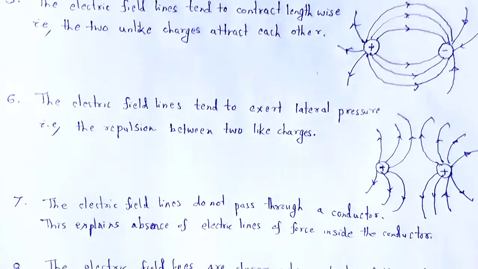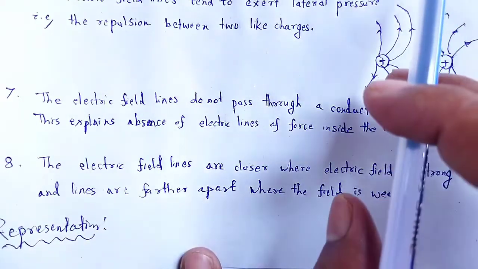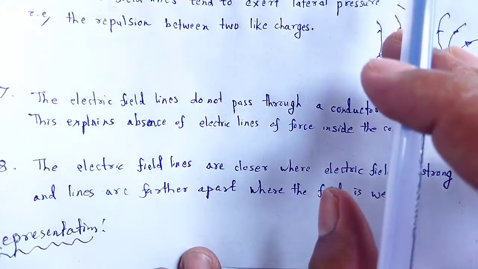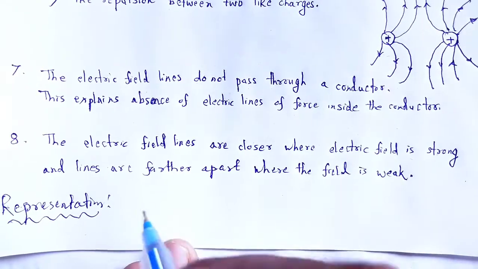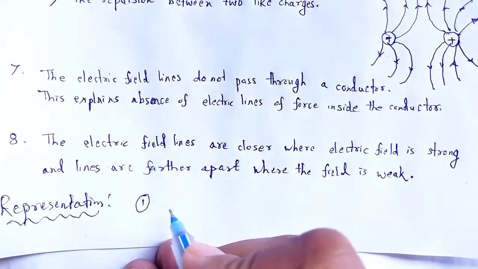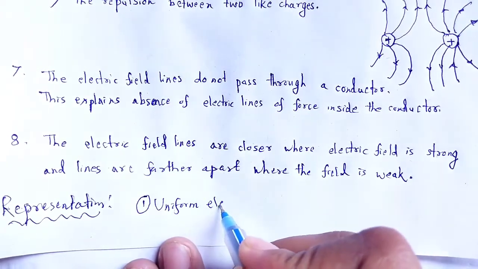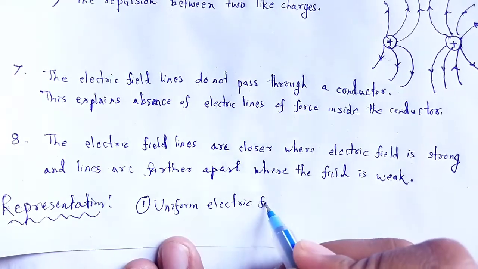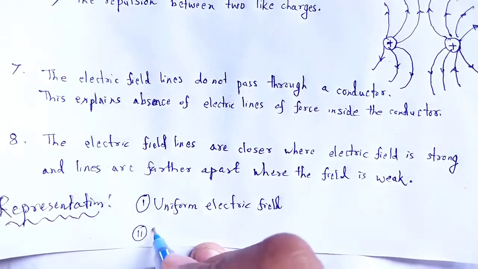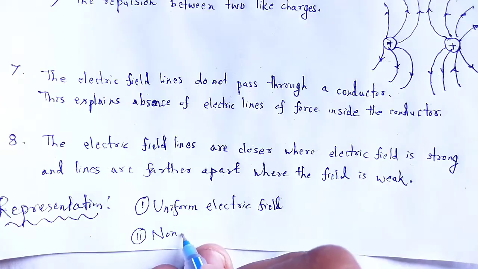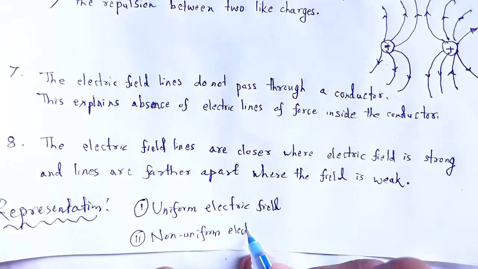So, the electric fields are of two types. By taking the strength of electric field intensity or the number of electric lines of force at a given region or point, we take two different approaches here. One is uniform electric field, and another one is non-uniform electric field.